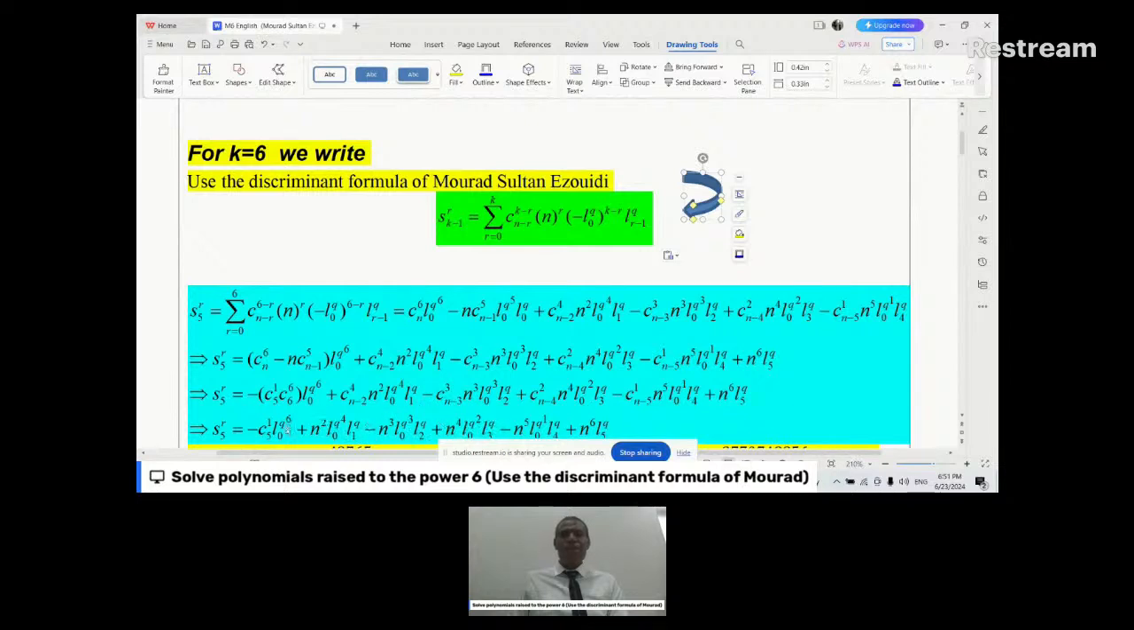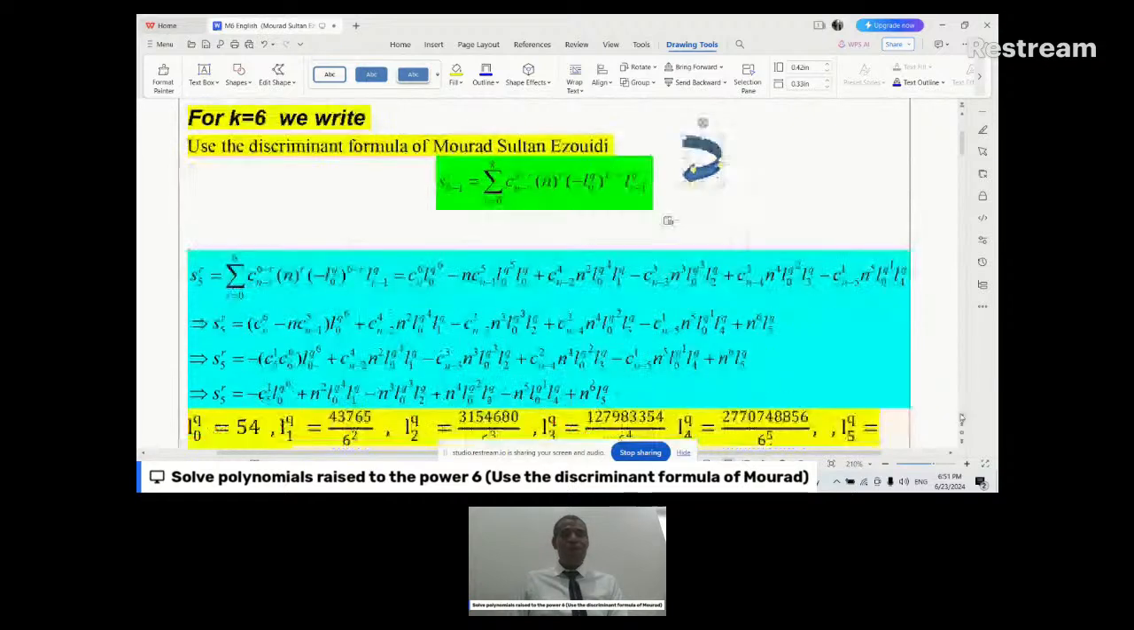S5 equals negative combination 5 choose 1, L0 for the q raised to the power 6, plus n squared L0 for the q raised to the power 4, times L1 for the q, minus n cubed L0 for the q cubed times L2, plus n raised to the power 4 L0 for the q squared, L3 for the q, minus n raised to the power 5 times L0 for the q raised to the power 1 times L4 for the q, plus n raised to the power 6 times L5 for the q. This one, learners, is the last for concluding or for writing your new polynomial that we will work with.